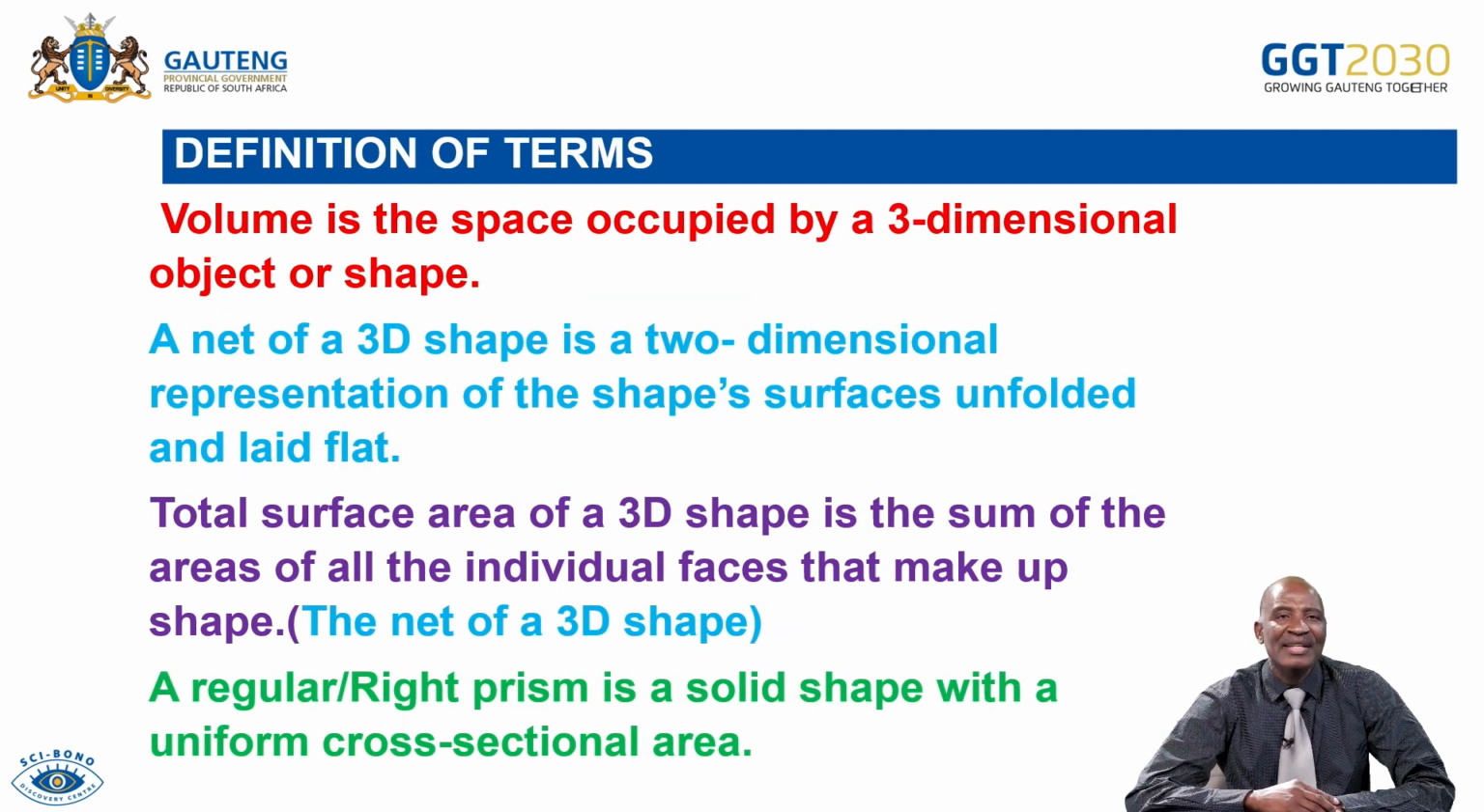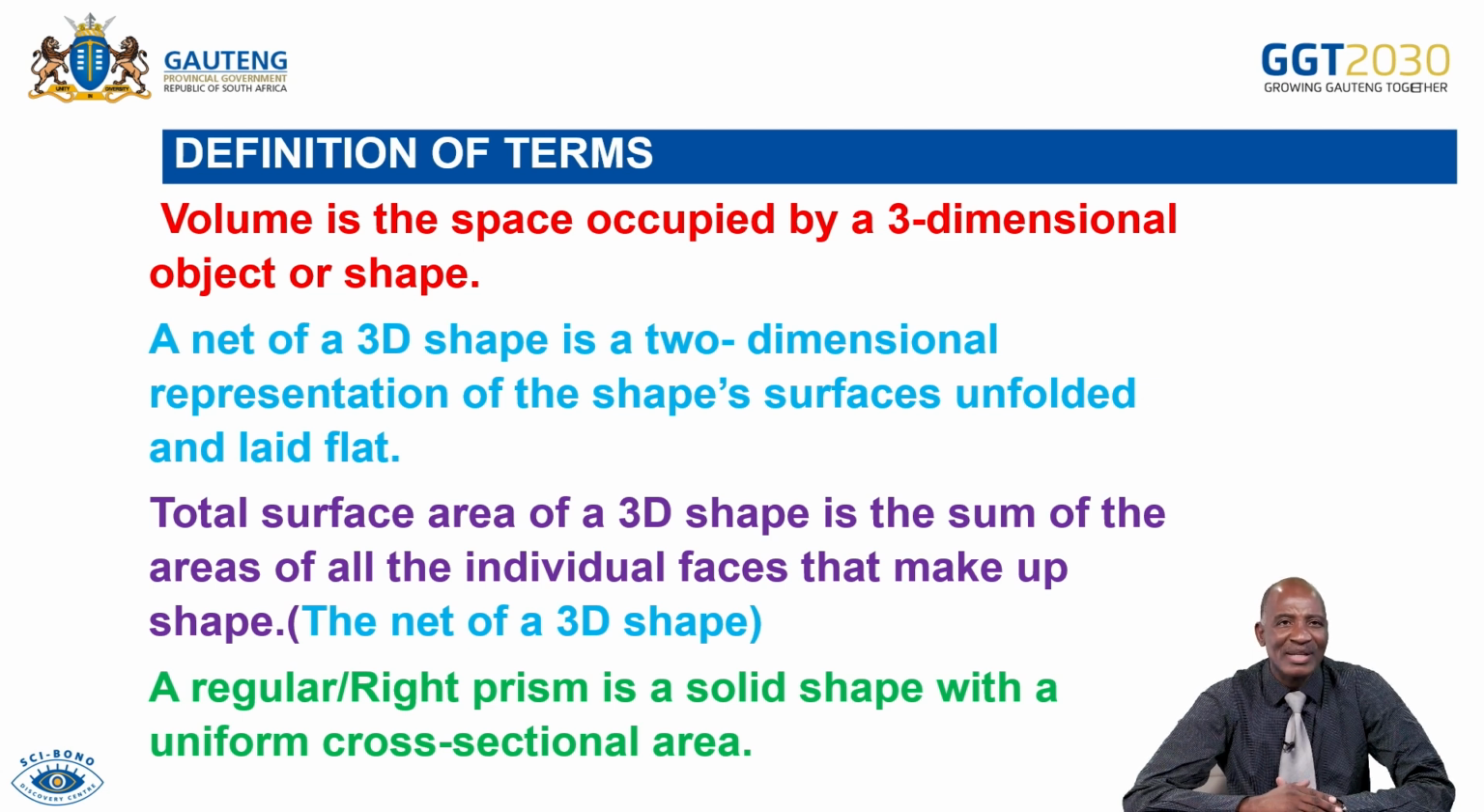Now, I have defined a few terms for you there. What do you understand by volume? Yes, you need not divorce it from other topics that you are doing in other learning areas like sciences, but in particular here we are talking of volume with relation to shapes, not volume in general. So volume is the space occupied by a three-dimensional object or shape.